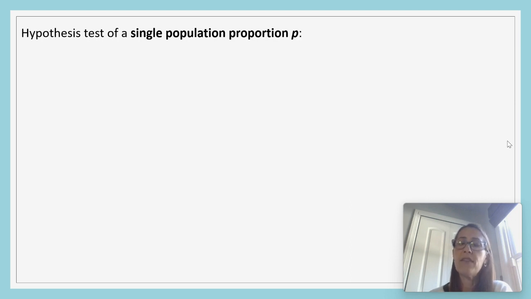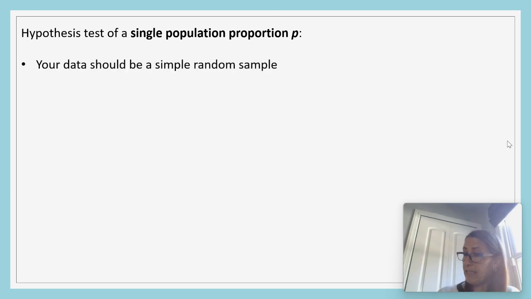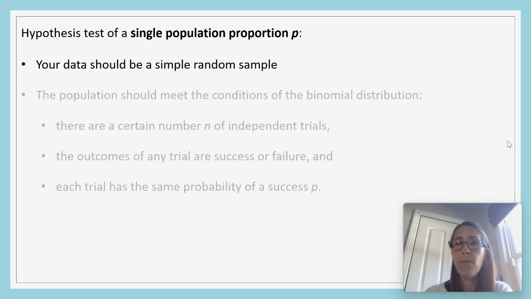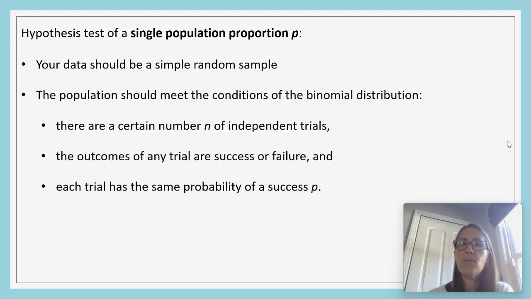If we're doing hypothesis testing on a single population proportion p, again, the data should be from a simple random sample, and the population should meet the conditions of the binomial distribution. So there need to be a certain number of n independent trials. The outcomes of any trial are only success or failure. So binomial, there's only two options. And each trial has the same probability of success, p.